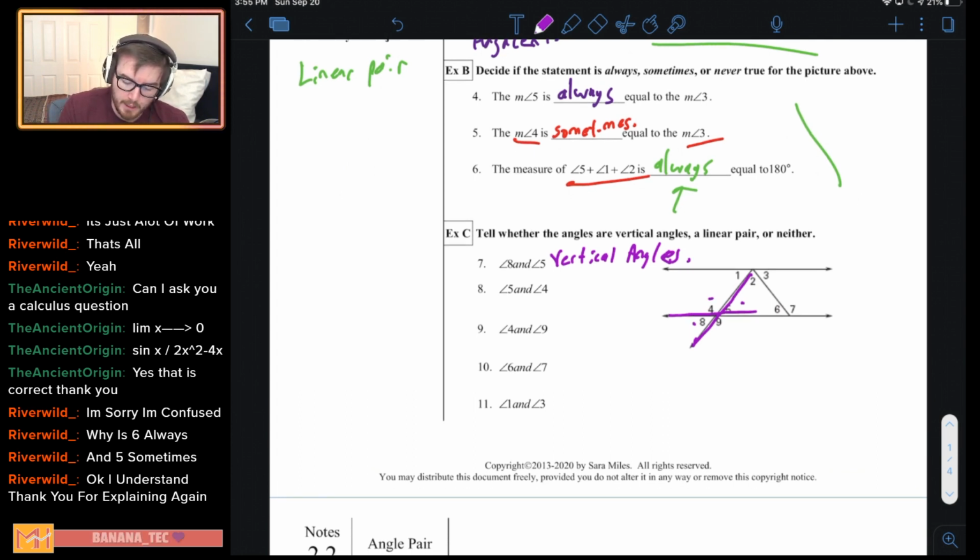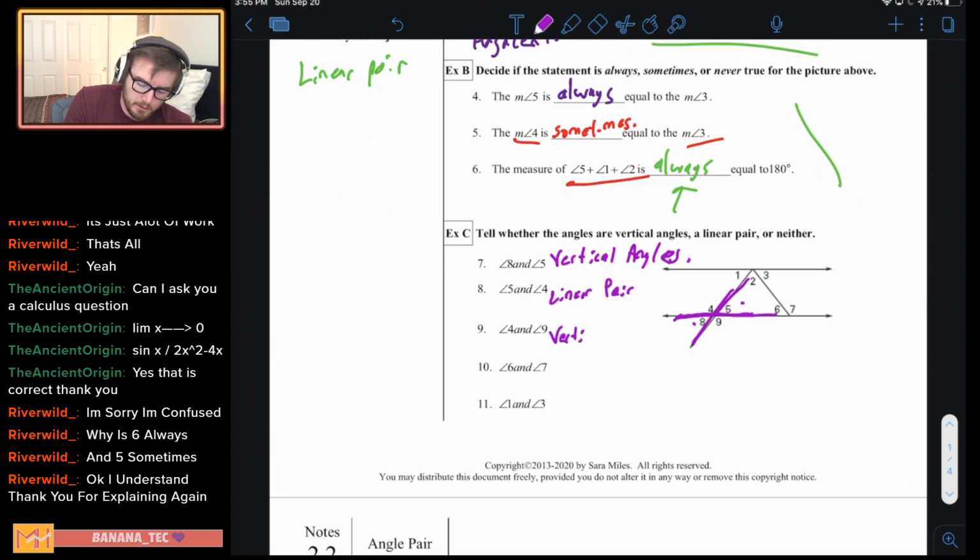5 and 4, they're right next to each other, so they're adjacent. Adjacent doesn't immediately mean linear pair, but because they make a straight line, it is a linear pair. 4 and 9, well, looking at this intersection, 8 and 5 is one set of vertical angles, and 4 and 9 is the other set.